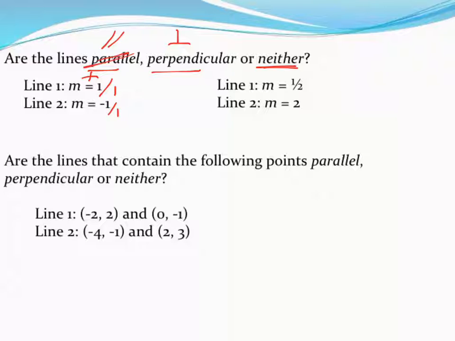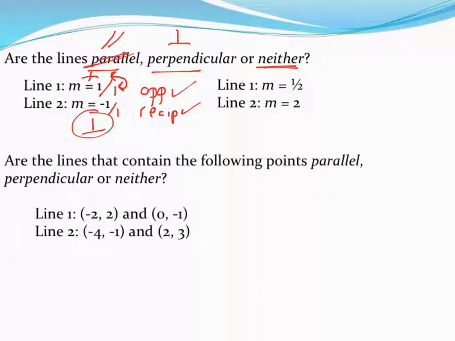And 1's an interesting number. It's the only number that's its own reciprocal. If I were to flip 1 over 1 around, it would still be 1 over 1. So again, my definition to be perpendicular, I need to have opposite signs. I've got that. One's positive, one's negative. I have to have lines that are fractions that are reciprocals, and since one's its own reciprocal, I have that, meaning these two lines must be perpendicular to each other.